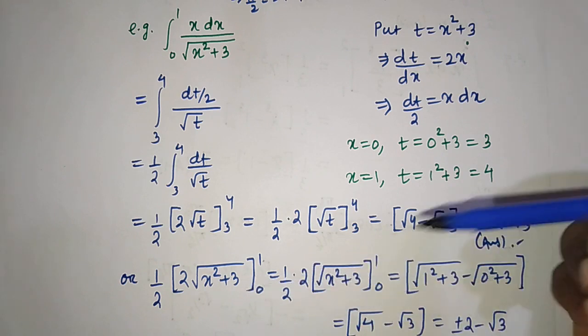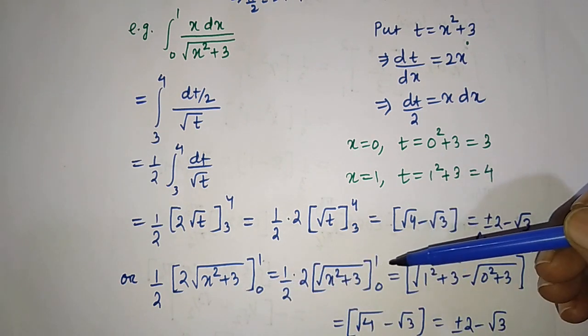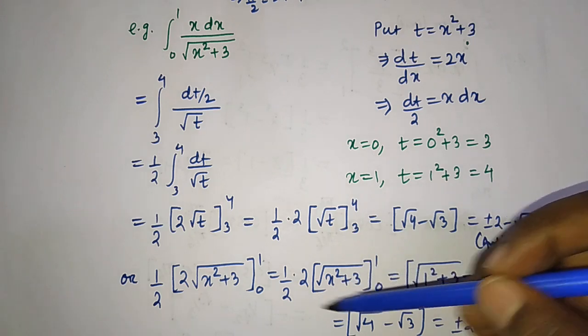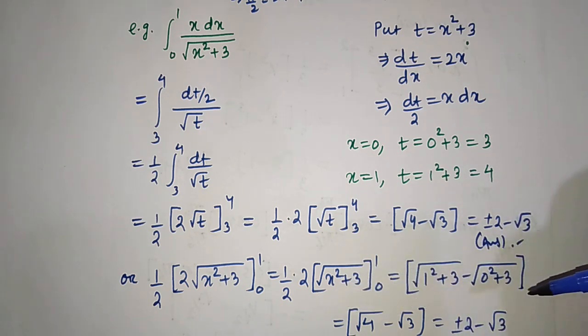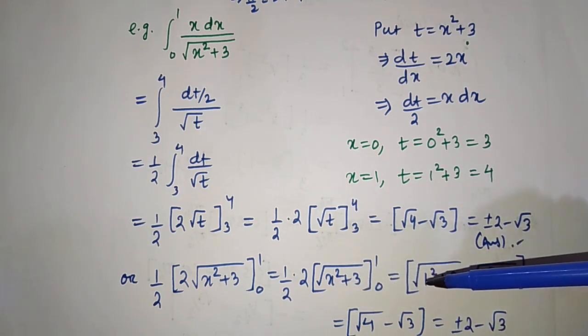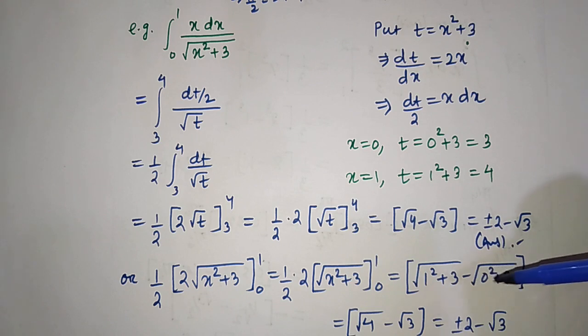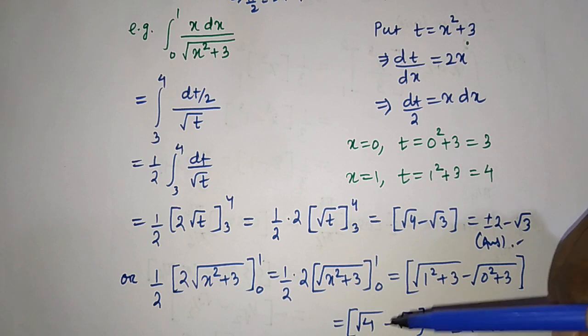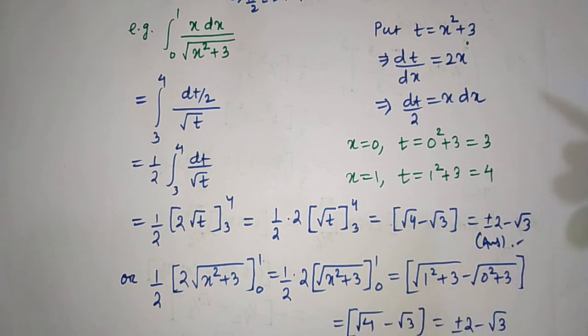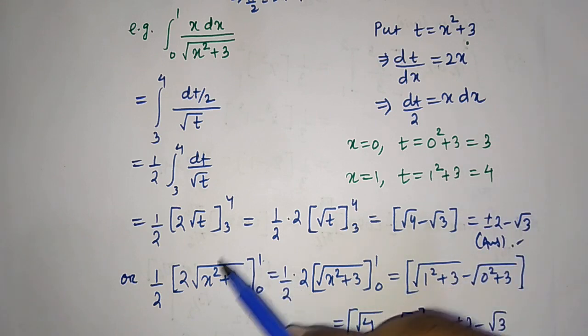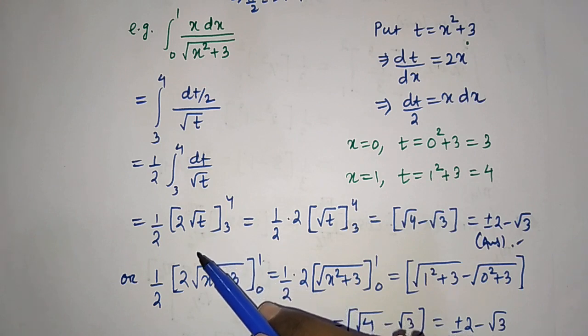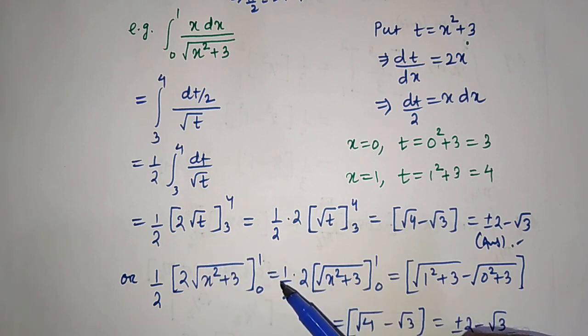Then similarly substitute, put the upper limit first, then minus the lower limit. Here you get root of 1 square plus 3 minus root of 0 square plus 3. So you get root 4 minus root 3, the same answer. If you are putting the value of t, then you have to change the upper and lower limits also. In this way also you will get the same answer.